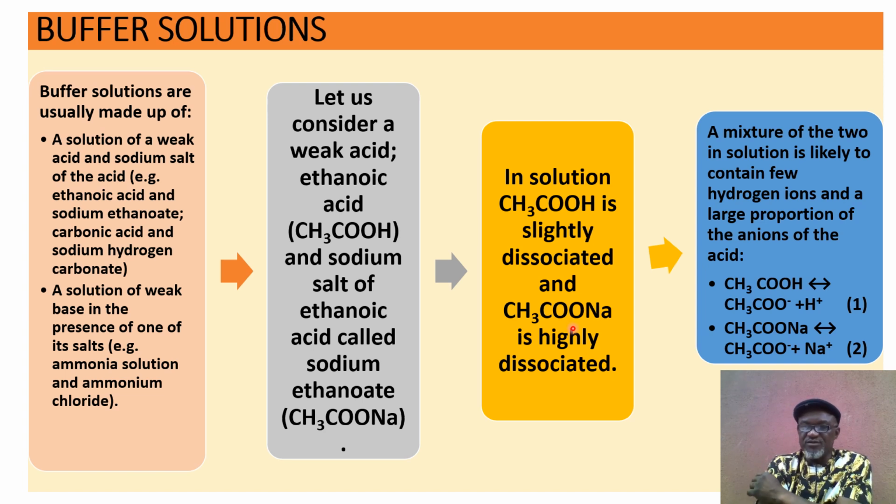Now, the mixture of the two in solution is likely to contain few hydrogen ions and a large proportion of anions of the acid. That's what we're saying. This is slightly ionized. This is fully ionized. Look at equation one. CH3COOH will form CH3COO- and H+. And of course, CH3COONa will ionize to give CH3COO- and Na+. Look at the contribution of CH3COO- here and also CH3COO- here.